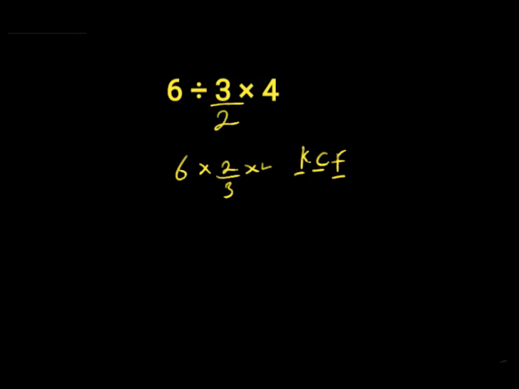Then multiply by 4. 3 into here 1, 3 into here 2. We are left with 2 times 2 times 4. 2 times 2 will give us 4. Then 4 times 4 will give us 16. 16 is the right answer to this question.